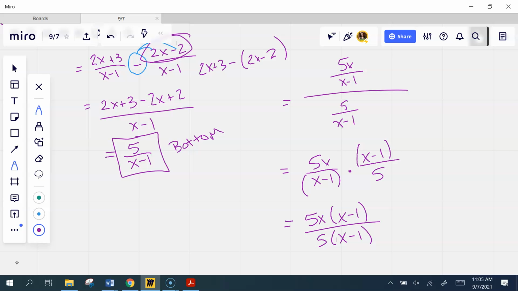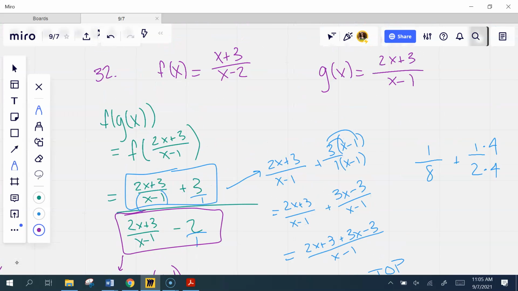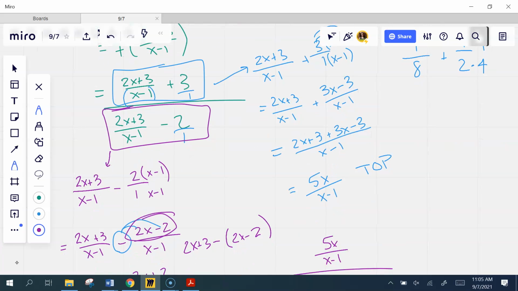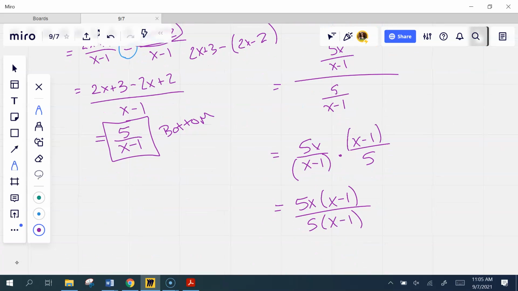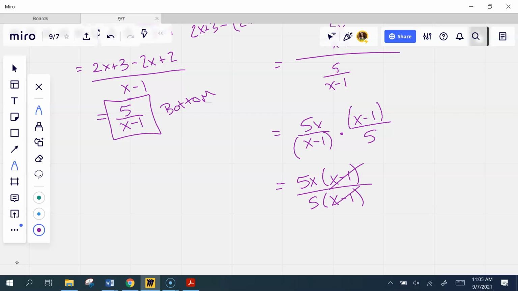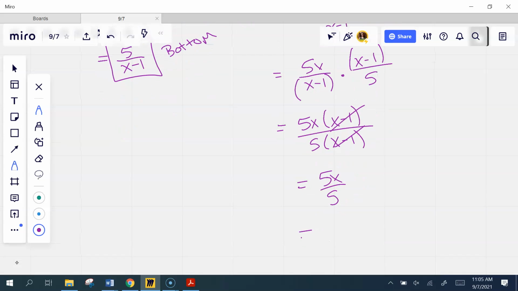Remember what my whole goal in the very beginning was? To show, I didn't tell you, to show that f of g of x equals x. What can I do? Tell me. What happens there? Isn't that what I wanted?